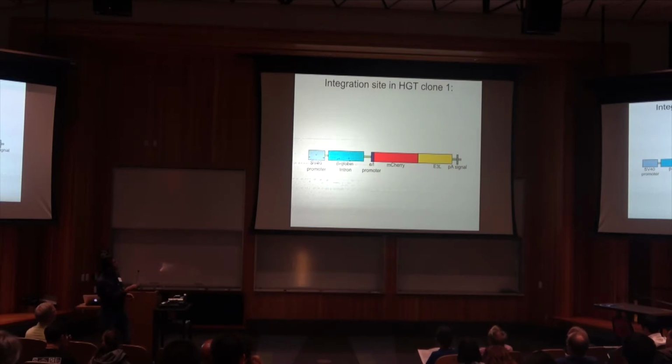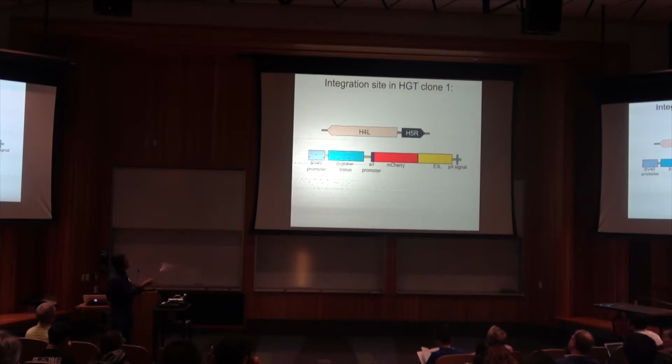And this is clone 1, my very first clone. And here you can see the construct I used to make the stable cell line to compare it with the integration site. So in my clone 1, mCherry-E3L was integrated into the intergenic space between H4L and H5R of pox virus.